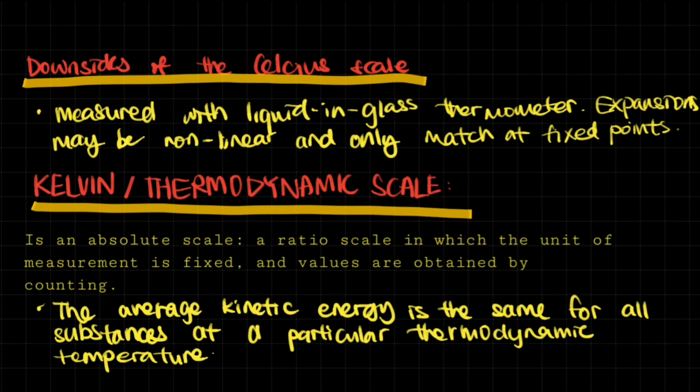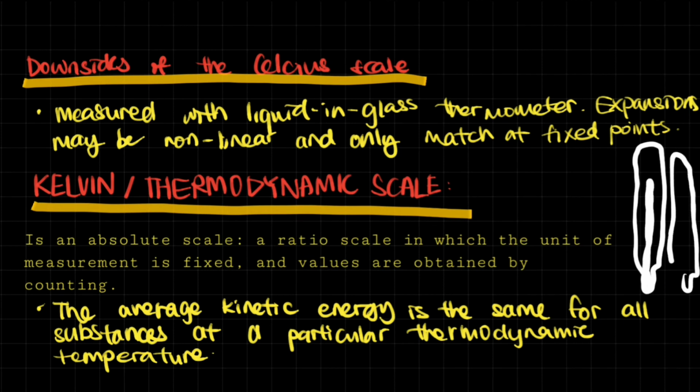A downside of the Celsius scale is that it is measured with a liquid in glass thermometer. Expansions may be nonlinear and only match at fixed points. What this means is, because we measure the Celsius scale using a liquid, which is water, we can also see that we usually use thermometers. For example, this mercury in glass thermometer, or this alcohol in glass thermometer.